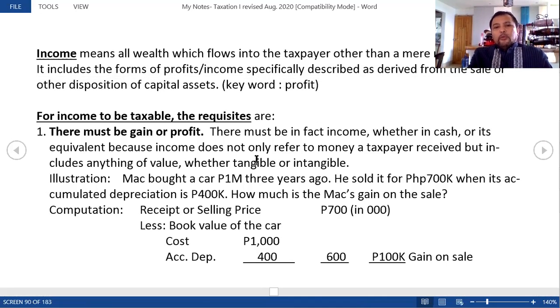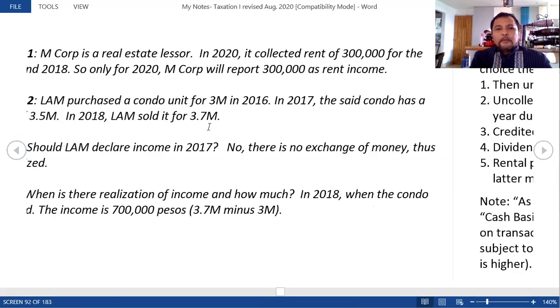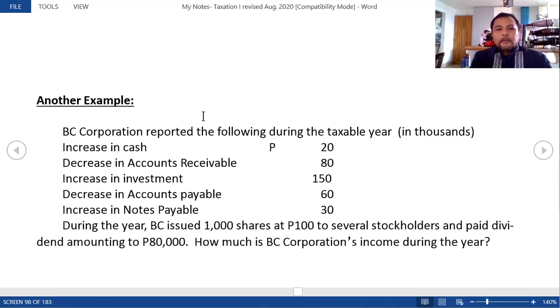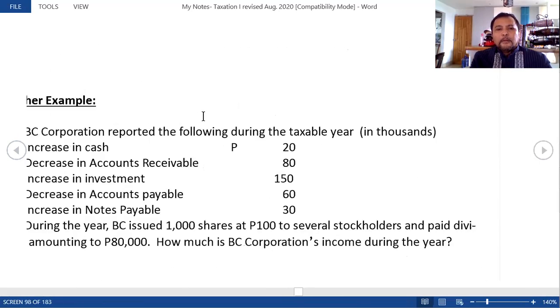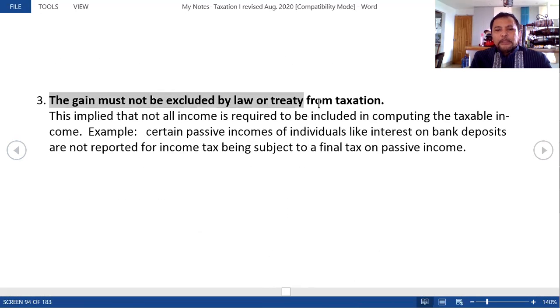All right, let's go to the requisites. When is an income taxable? For income to be taxable, the first requisite is that there must be gain or profit. Second, the gain must be realized or received. And thirdly, the gain must not be excluded by law or treaty from taxation.